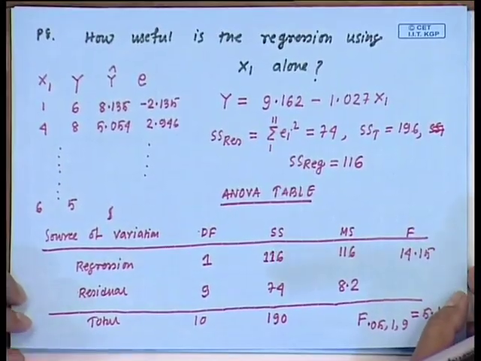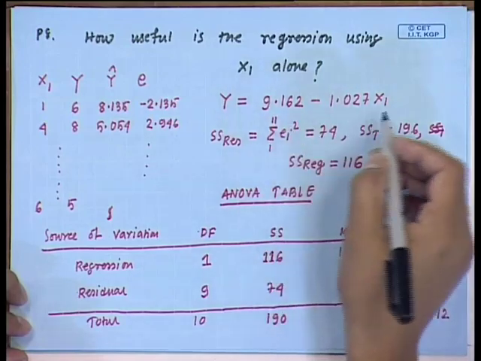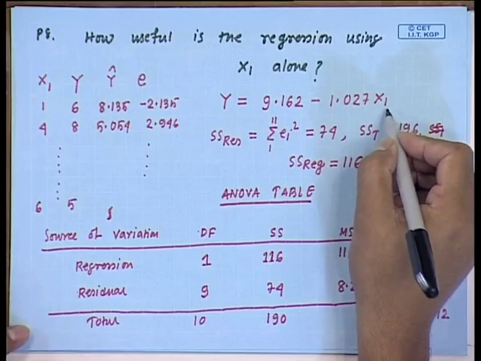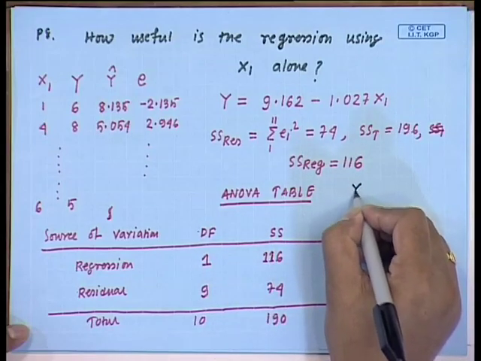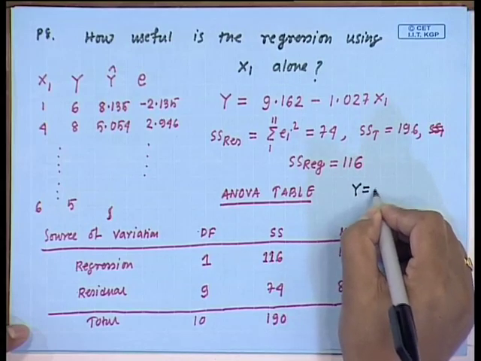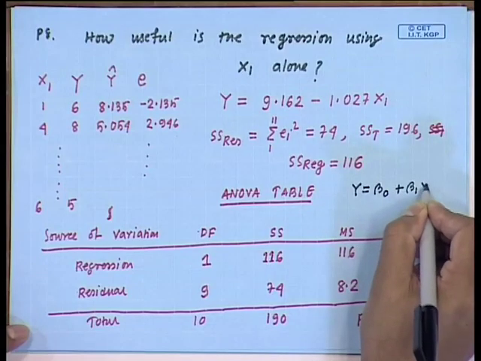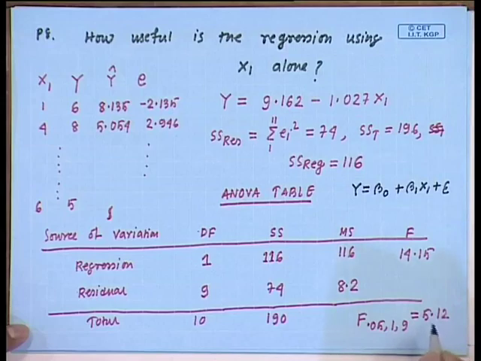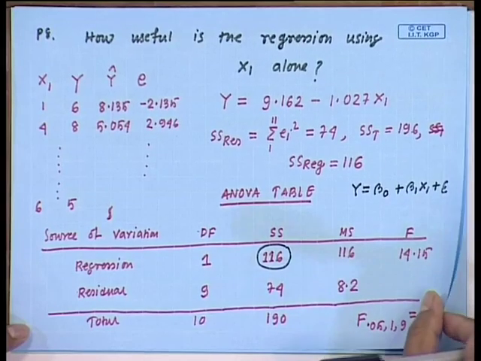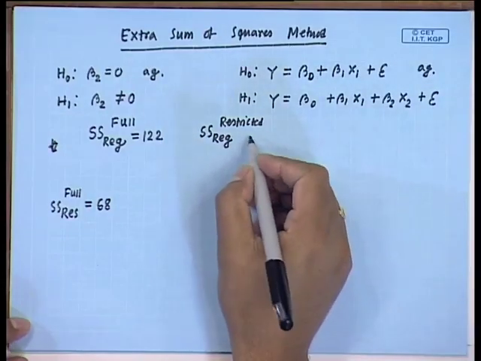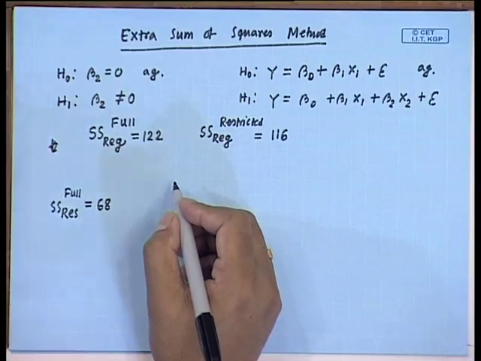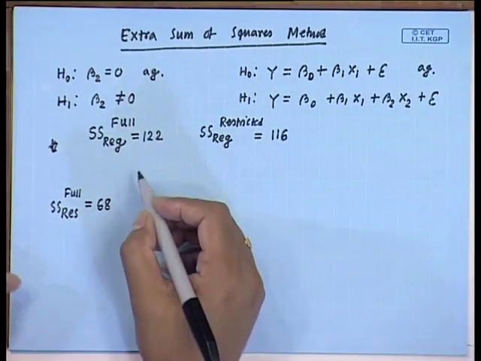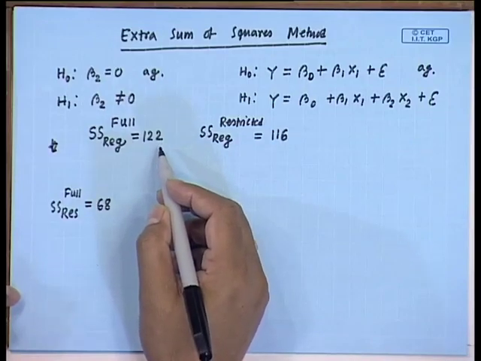Now, I will refer to my previous lecture for the restricted model. Here is the restricted model. We have fitted this model using only one regressor, and here is the ANOVA table for my restricted model. That model is y equal to beta naught plus beta 1 x 1 plus epsilon, and here the SS regression is 116. So SS regression for the restricted model is equal to 116.